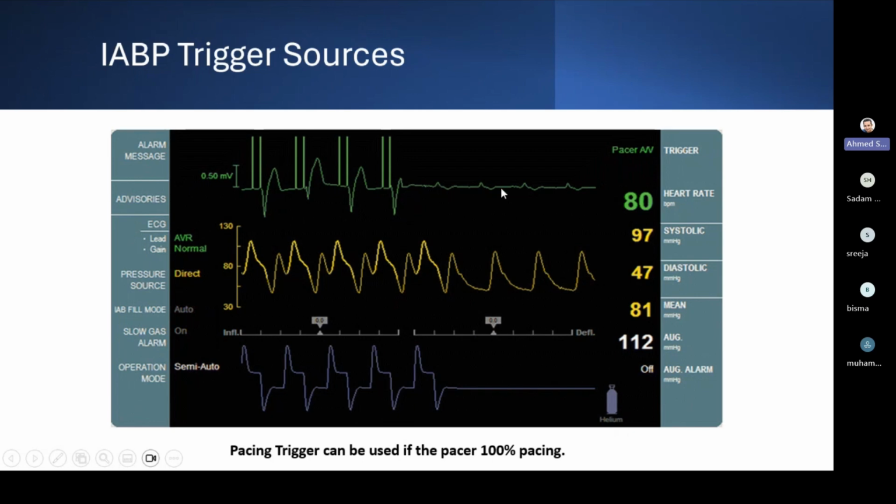But here the patient lost the pacing of the pacemaker, and consequently the intra-aortic balloon stopped the augmentation, as you see here. So if you use the pacer rhythm as a trigger for the intra-aortic balloon, you have to make sure that the pacer is delivering 100% pacing.